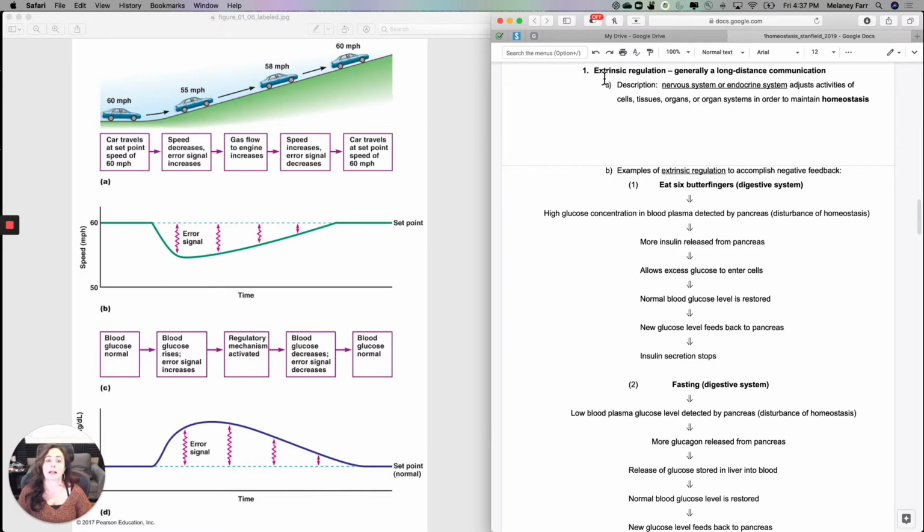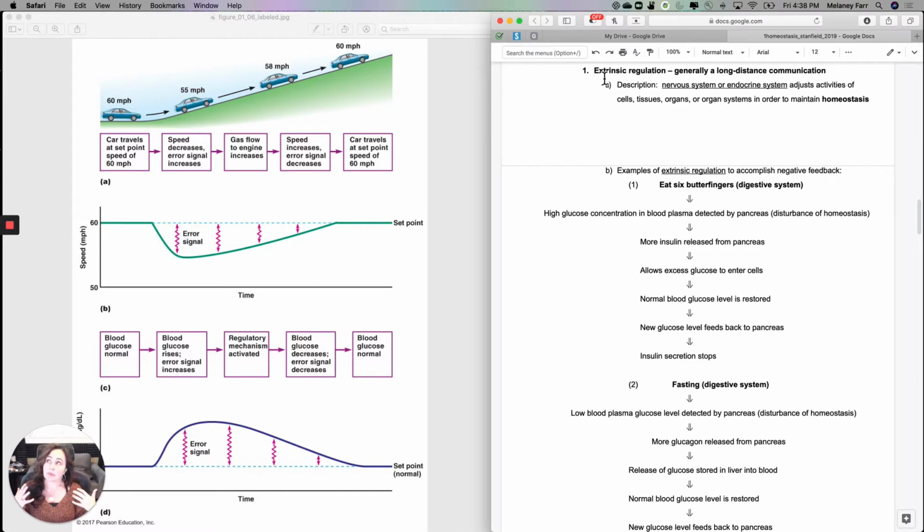So let me give you an idea about what we're talking about. If a problem occurs in the human body and the tissue or the organ or even the organ system in which it occurs has the capacity to correct it back to homeostasis, then you kind of fixed it in-house and it's intrinsic, okay?